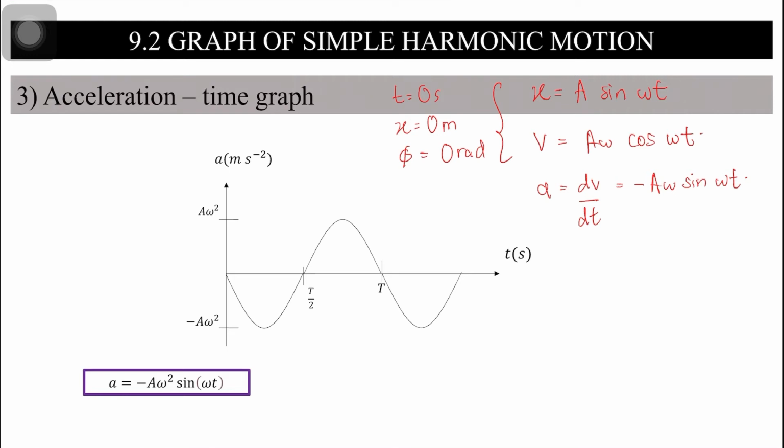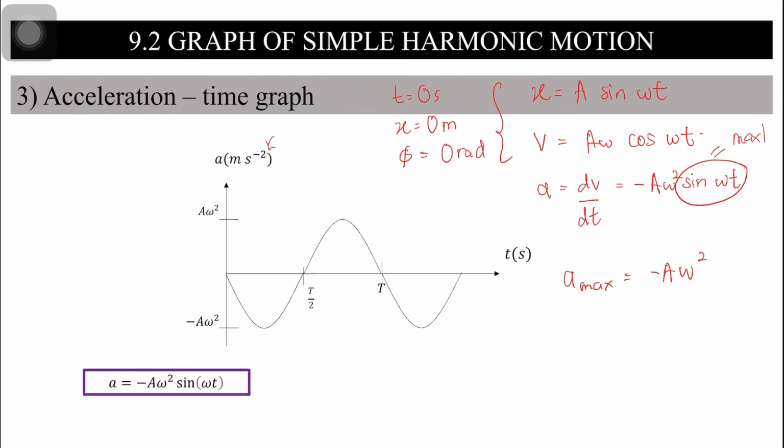First we look at the axes. The y axis is acceleration, in m s^-2, and the x axis is time, in seconds. Then we label the maximum acceleration, negative a omega square, because the maximum value of the sine term is equal to 1. So it's negative a omega square, then we have positive a omega square.